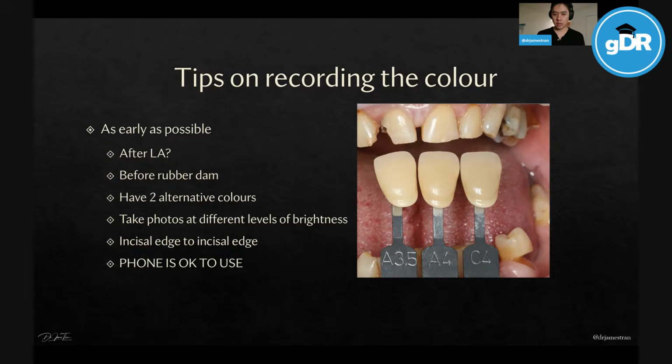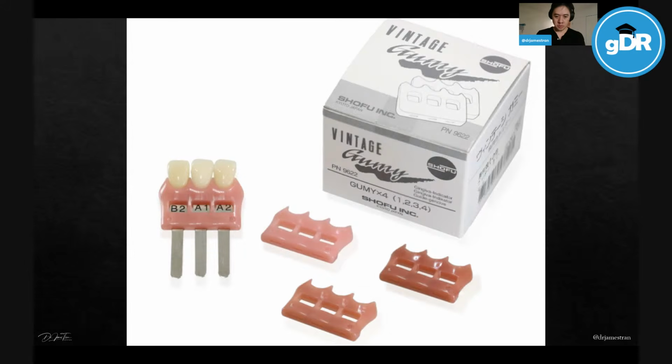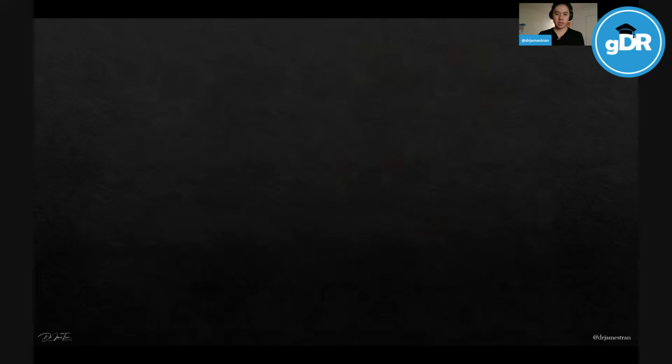Make sure you hold the shade guide edge to edge to the target tooth. If you really want to be advanced about this, you can buy one of these Shofu Gubby shade tabs because it actually gives you a more accurate representation of the color because the pink gum shade absorbs that light. So when you do a shade guide with this in, it gives you a better result later with the lab.